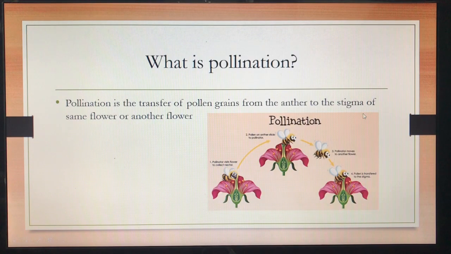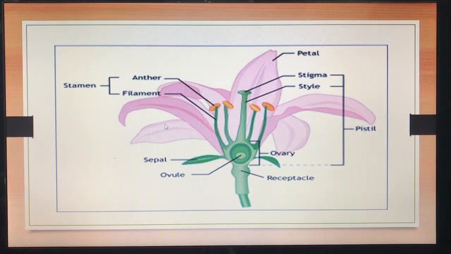First off, we'll ask what is pollination. Pollination is the transfer of pollen grains from the anther to the stigma of the same flower or the other flower. So you can see from the anther here to the stigma.